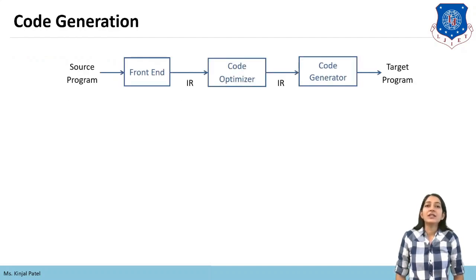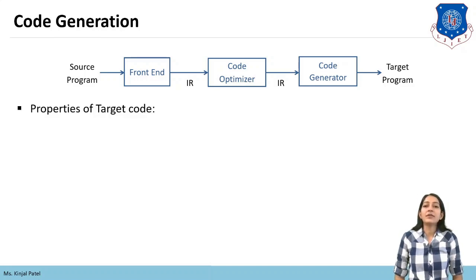So code generation is the last phase of the compiler. First our source program is given to the front end, and the front end generates the intermediate representation, and that intermediate representation is passed to the code optimization phase, and the code optimization phase optimizes our code in terms of time and space complexity, and that optimized code is passed to code generation. So code generation generates the target program, which can be in assembly language or machine language.